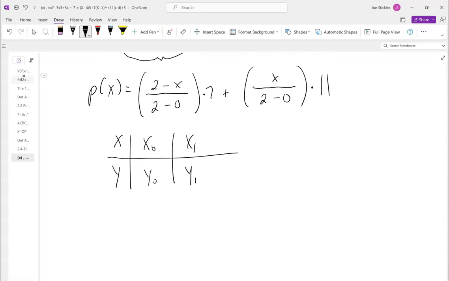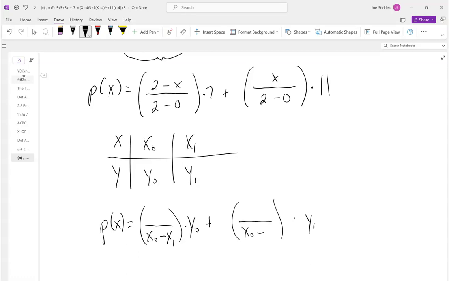So one of the things we could put on, again, the idea here is, I want a y naught and a y1. On the bottom, for the scale, let's do an x naught minus x1. I'll do it in the other order. I did 2 minus 0 in the other case. Let's do 0 minus the other.